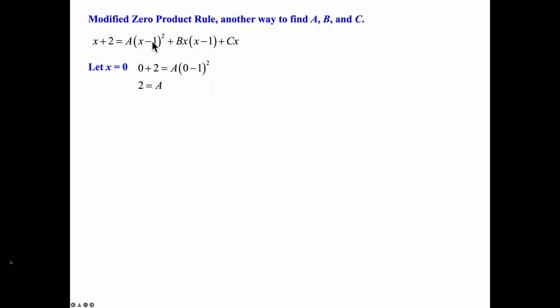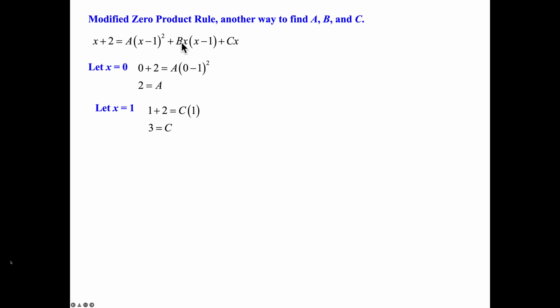All right, let's cancel out the other binomial, x minus 1. So let's let x equal 1. All right, this binomial cancels. This binomial cancels. So this is a 0, this is a 0, so we'll put a 1 in for this x, a 1 in for that x, and oh, look how quick and easy that was. 1 plus 2 is 3, C is equal to 3.